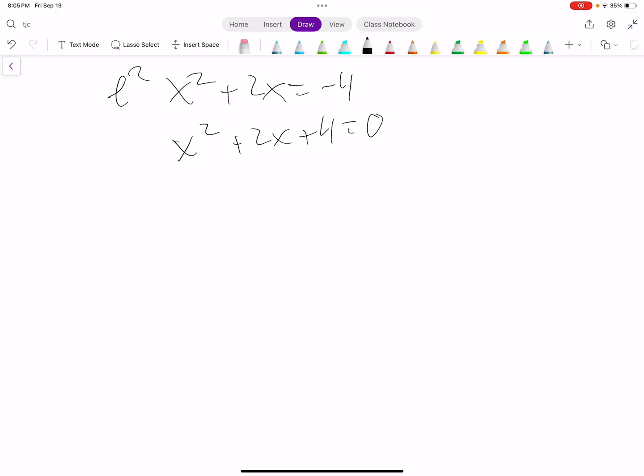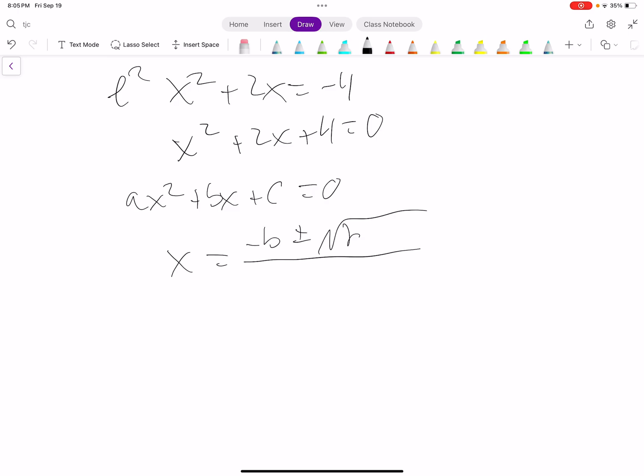The quadratic formula states that if you have ax squared plus bx plus c equals 0, the solution is x equals negative b plus or minus the square root of b squared minus 4ac, all over 2a. So a in our case is 1, because there's an understood 1 here. b is 2, and c is 4.